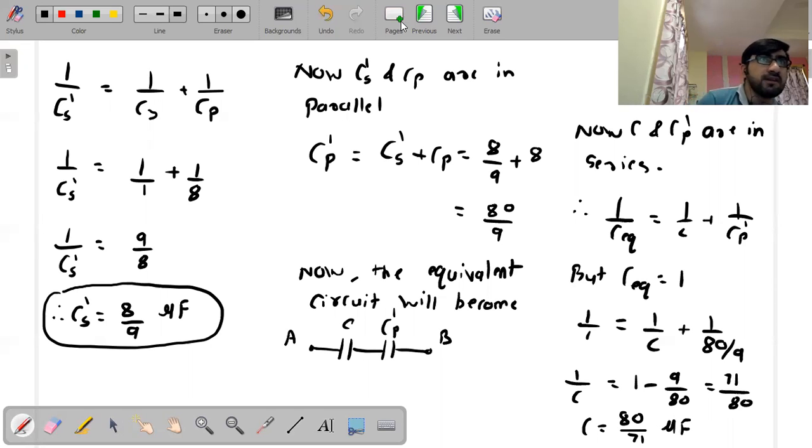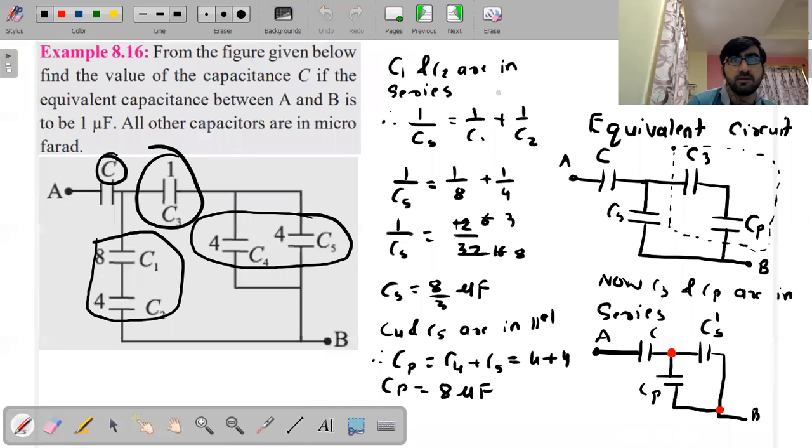Right. So what we have done so far is, it's not really difficult. You just have to analyze the circuit properly. Circuit analysis is an important part for JEE and NEET also. So starting off with, हमने क्या किया, C1 and C2 are in series, तो हमने ये दोनों का series combination का equivalent निकाल लिया.